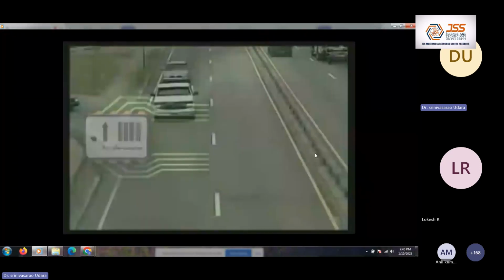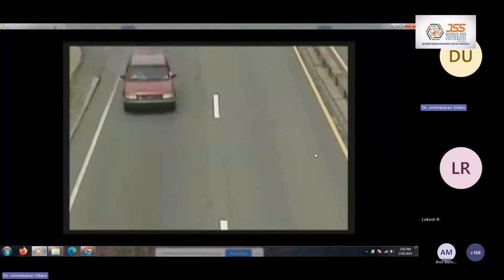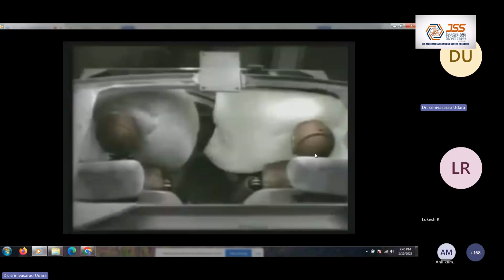In a collision, there is a sudden change in acceleration. When this change reaches an unsafe level, the airbags are deployed. The entire process takes only a fraction of a second and has saved millions of lives.